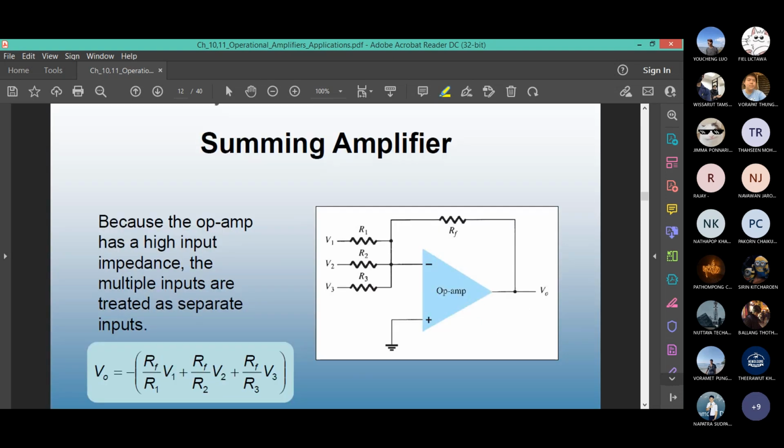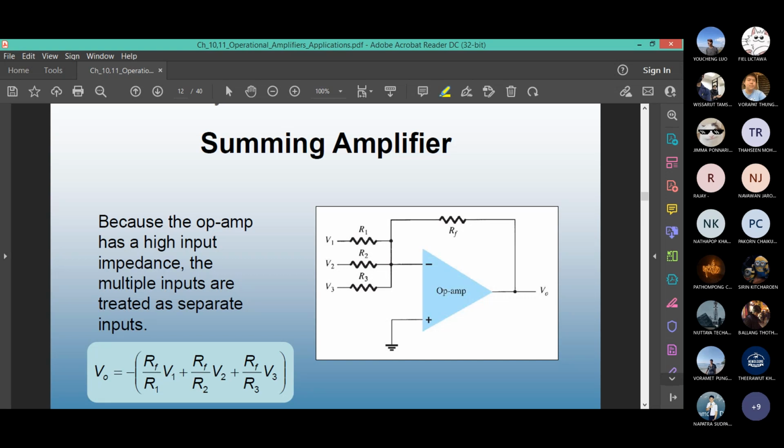This is an important one, summing op-amp. Because the op-amp has very high input impedance, if you have multiple inputs at any pin, you can treat them separately and then add up later on. Here's an example of an inverting summing op-amp. You have three inputs coming to the input pin. These are parallel inputs, not series, three parallel inputs. Each one V1, V2, V3.